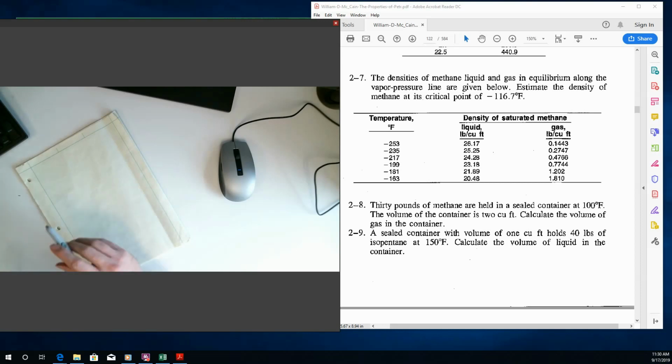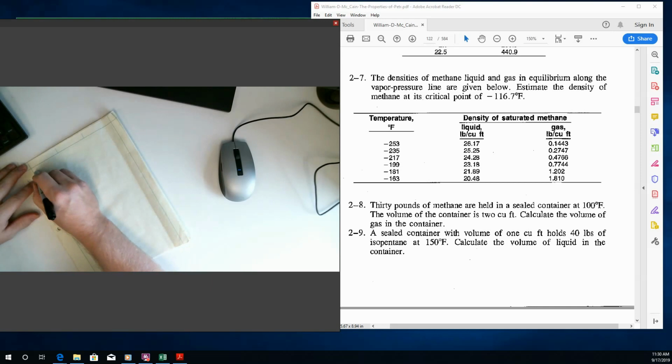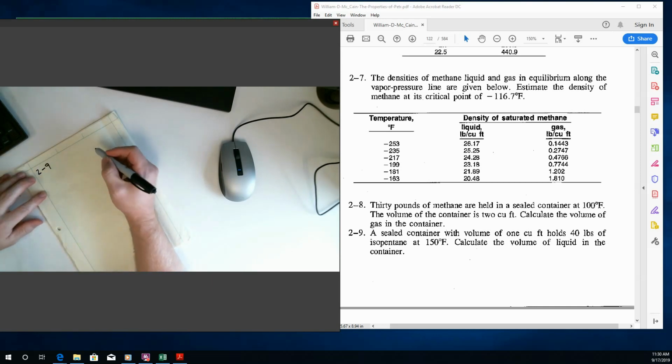So let's have a look at one of McCain's little trick questions. I hate these. So 2-9. This one's a little trickier than you think. So you've got a sealed container.